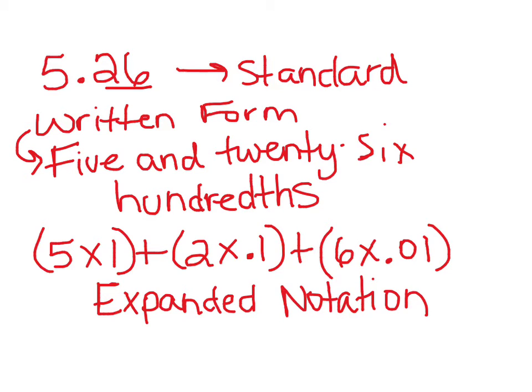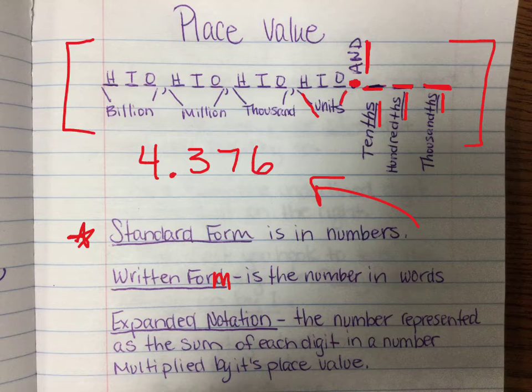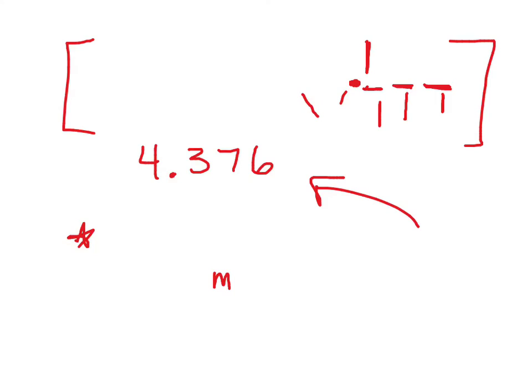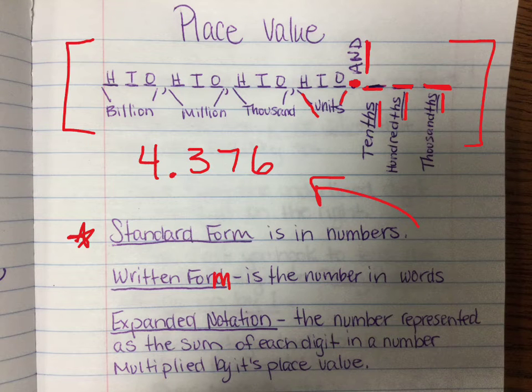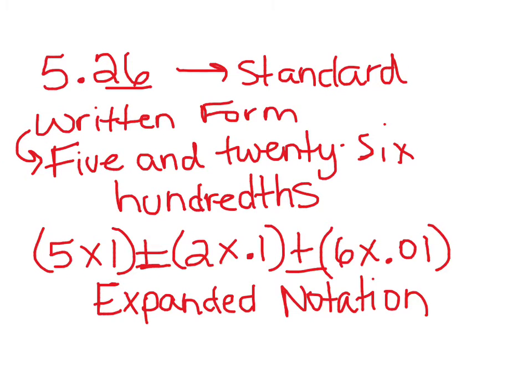Okay, so standard form is numbers, written form is how you write it in words, and then expanded notation is how you break it up, where you're adding. Okay, the definition said the number represented as the sum of each digit. Okay, so sum is where we add. Sum of each digit in a number multiplied by its place value. So that's what we did. We multiplied each of these numbers by their place value. 5 times the ones place, 2 times the tenths place, and 6 times the hundredths place.